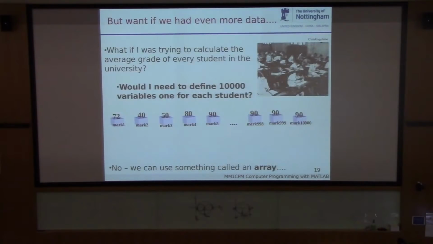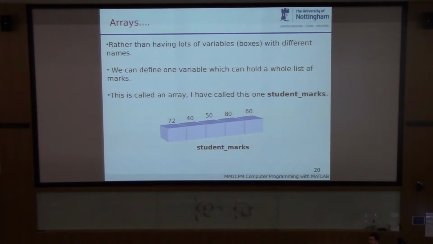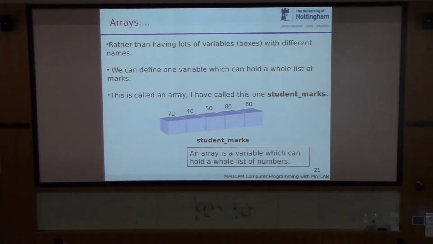So, what we do is we use something called an array. You can think of an array as basically a variable that can hold a whole list of numbers. It's got one name, so you can call it student marks. Notice the S on the end, because it holds lots of student marks. And it can hold as many numbers as you want: 5 numbers, or 50 numbers, or 1,000,000 numbers. It's a very handy way to store data if you're handling it on a computer. So an array is a variable which can hold a whole list of numbers, and are super handy.